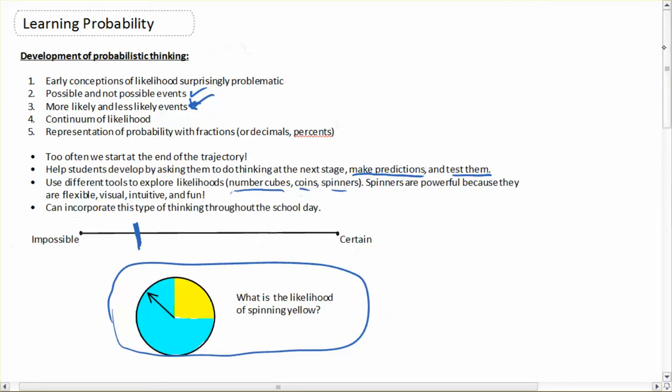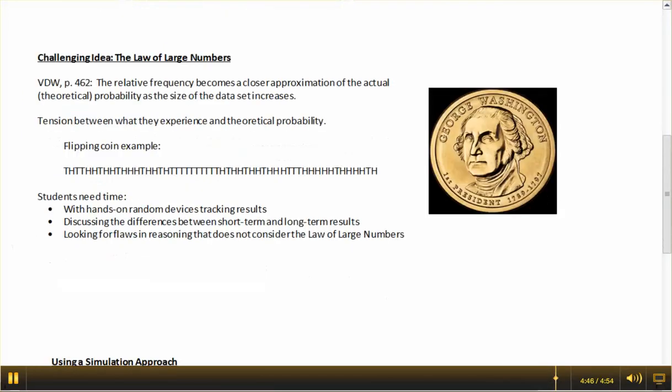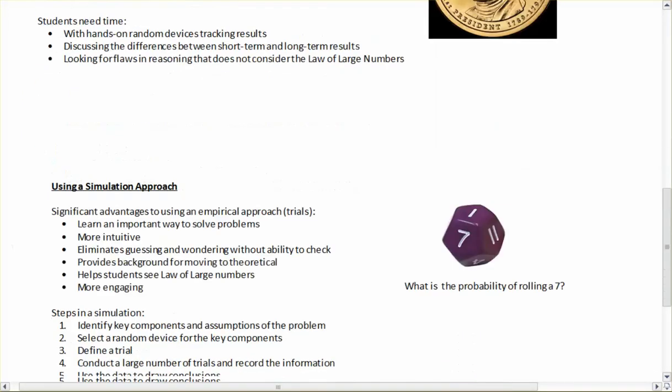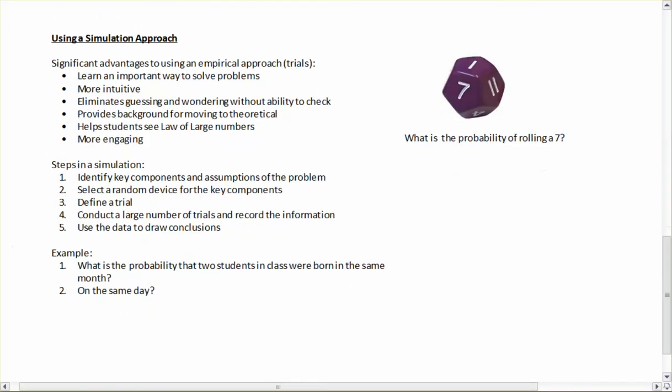In our next video, we'll get into the law of large numbers and how that can be a challenging idea for students, and wrap up with talking about using a simulation approach.